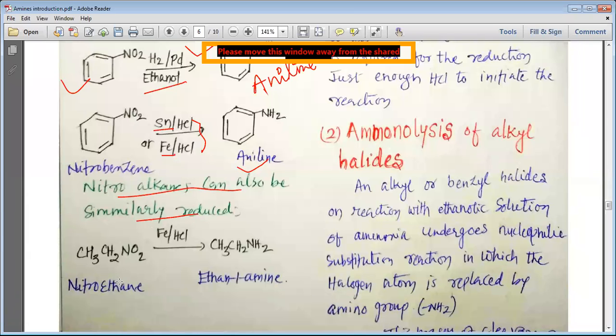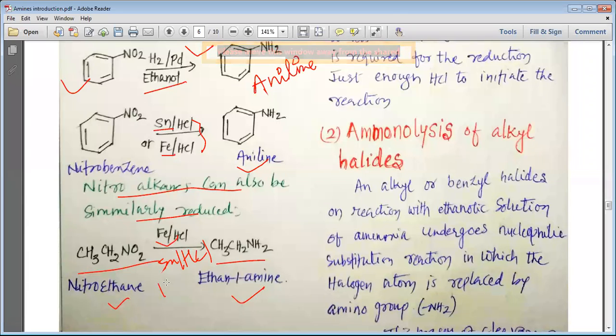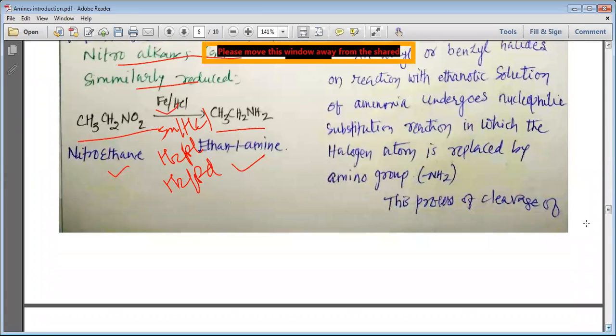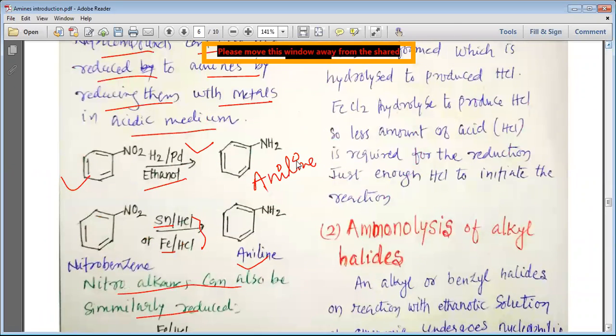Nitroalkanes can also be similarly reduced. So if you have nitroethane, that can be converted into ethan-1-amine by Fe/HCl. You can even use Sn/HCl, or H2/Pt, or H2/Pd, and so on. In the same way, the aliphatic nitro compounds can also be converted into amines by this method. Now let's move forward and understand something really interesting.